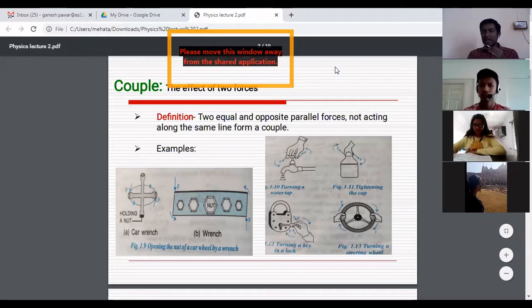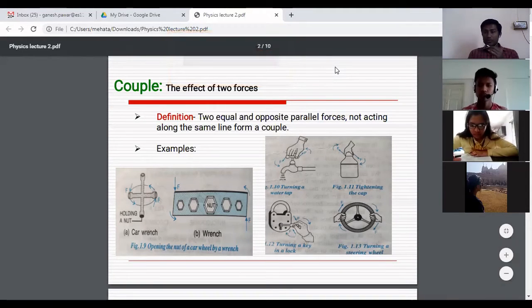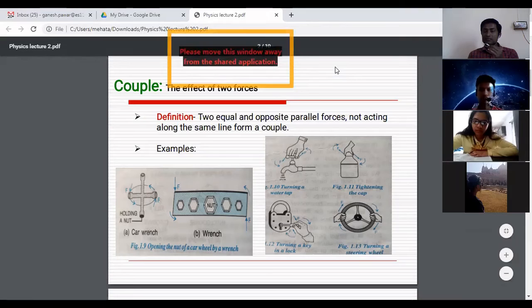The first difference is that in the case of the moment of force, we have to consider the effect of only one force, and in a couple, we have to consider the effect of how many forces? Two forces. In the case of a couple, we have to consider the effect of two forces.